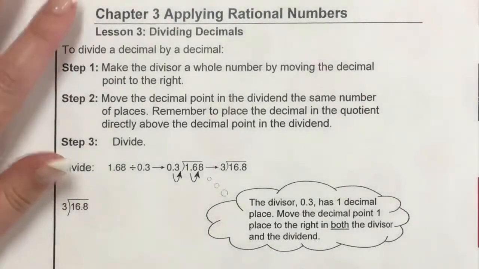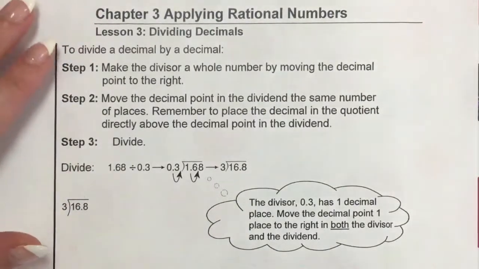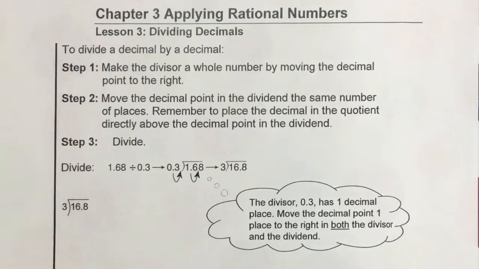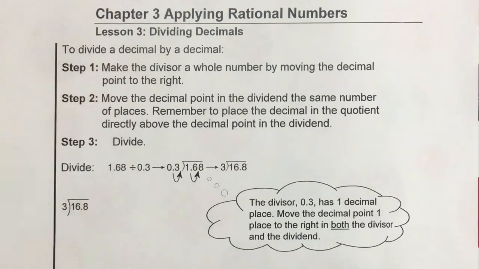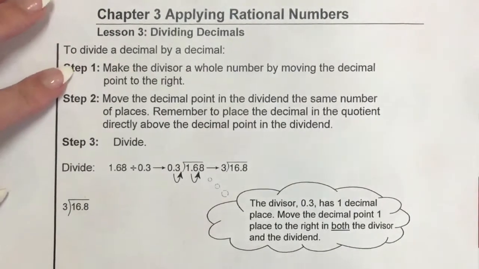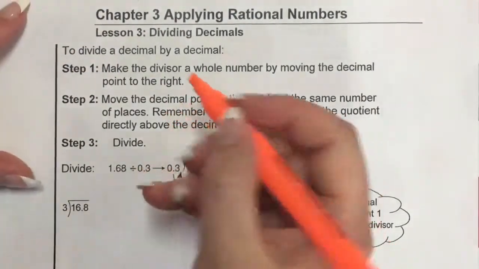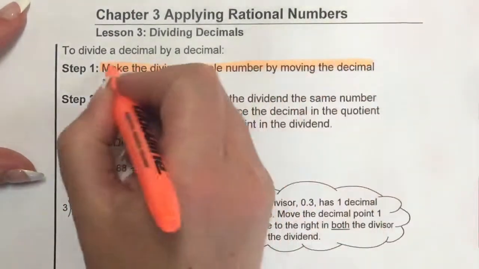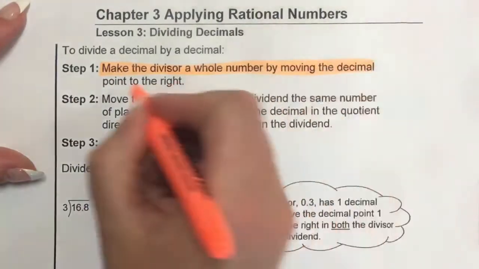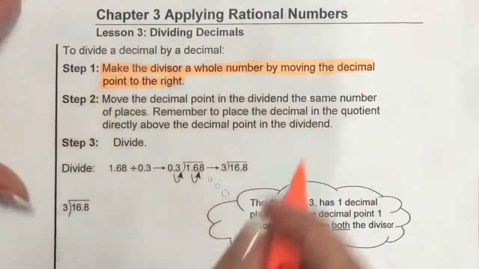Hello everyone, we are back with Chapter 3, Applying Rational Numbers, and today we're focusing on Lesson 3, Dividing Decimals. Now to divide a decimal by a decimal, there are some steps. So the first step says make the divisor a whole number by moving the decimal point to the right.